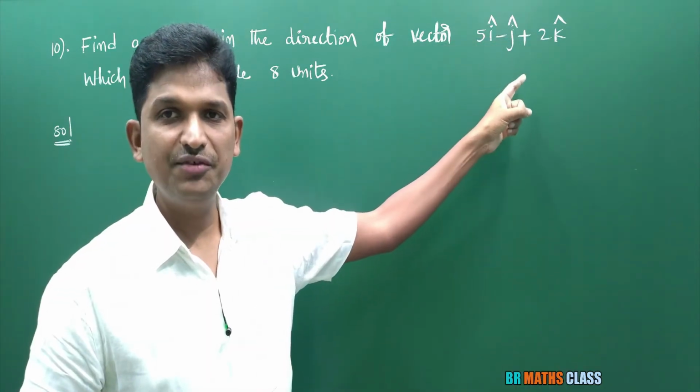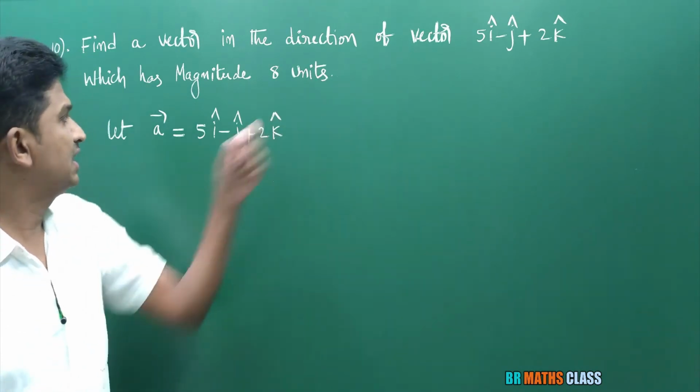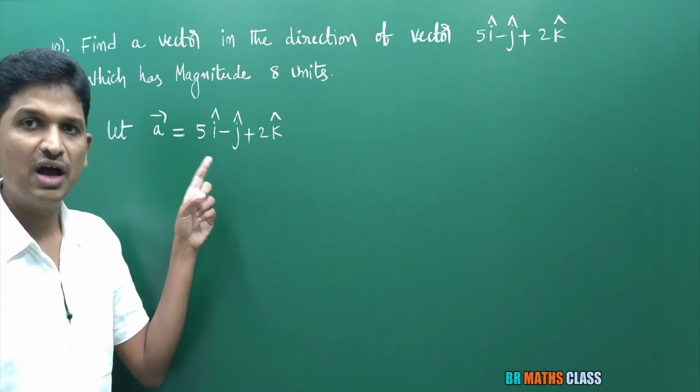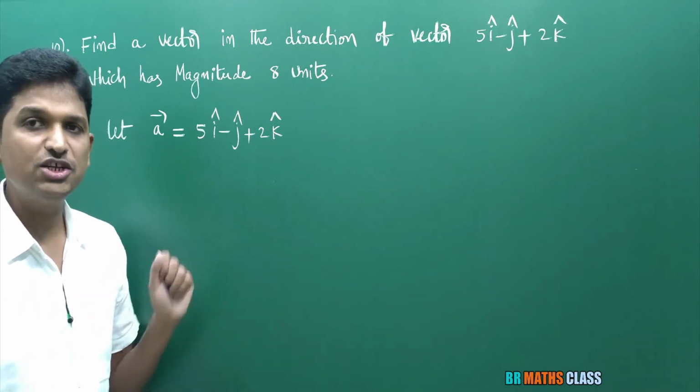First, I will consider the given vector as a bar. This vector's magnitude is 8 units? I need to check first. First, I'll check whether the given vector's magnitude is 8 units or not.